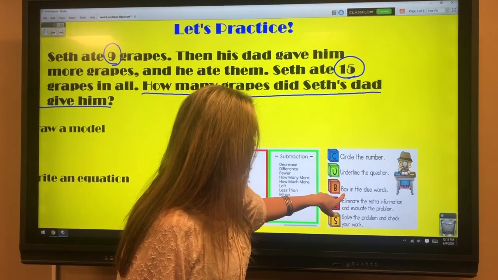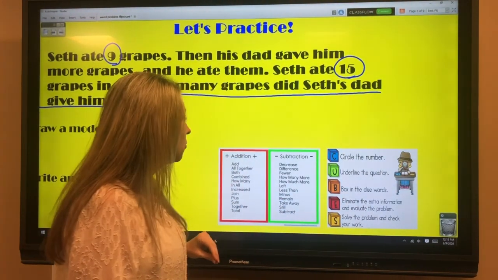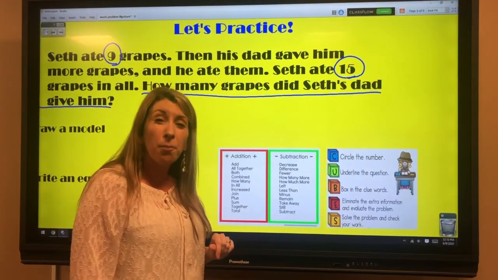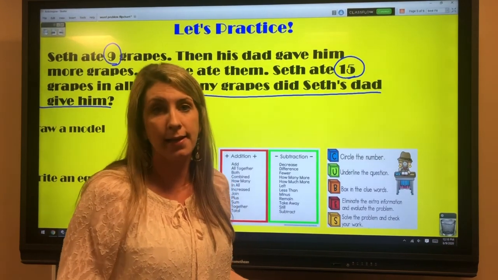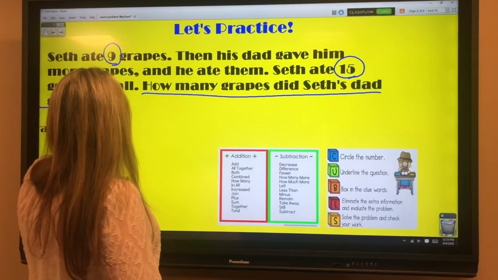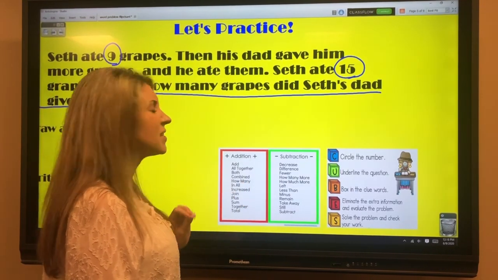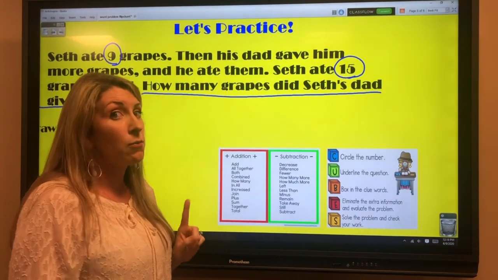The next step is to box in the clue words. The clue words are these very important key words that will help us to figure out if we are adding or subtracting. So looking at each sentence, Seth ate 9 grapes. I don't see any important clue words in that sentence, but the number 9 was very important.